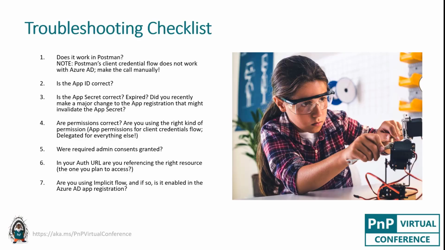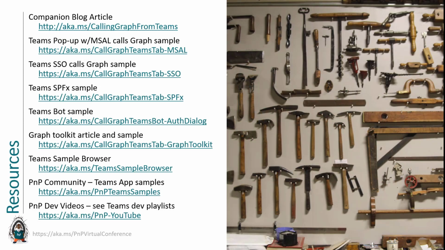So here's my troubleshooting checklist really quickly. Always test in Postman. Check all your IDs and secrets. Check the admin consents. I'll let you read this on your own. But sometimes it can be a little frustrating because you get just a 401 access denied. It can be a little tricky to figure out what happened. So I recommend these steps.